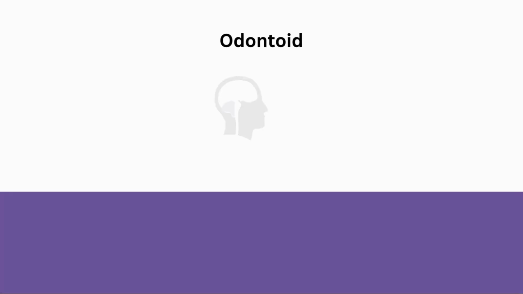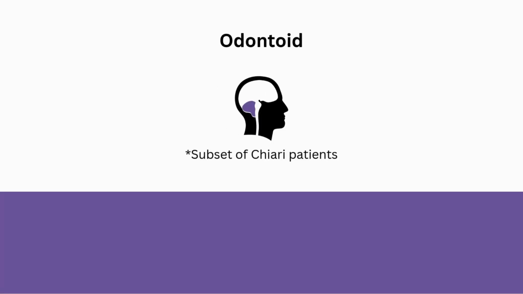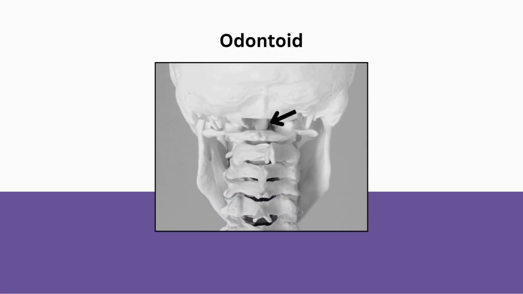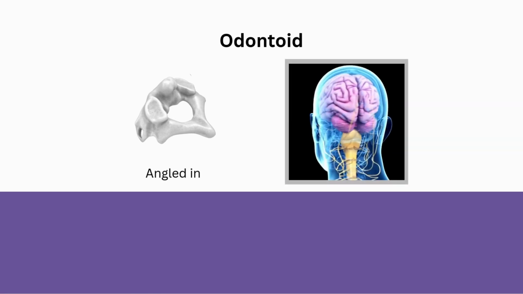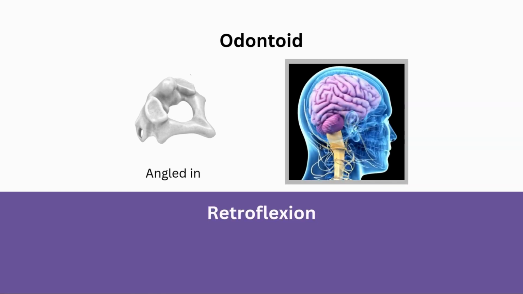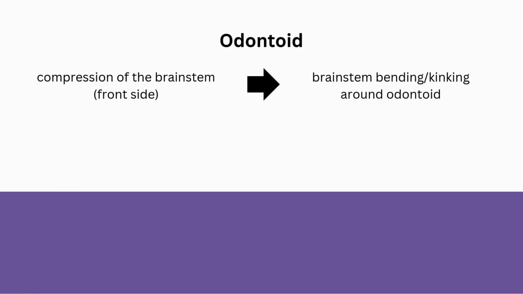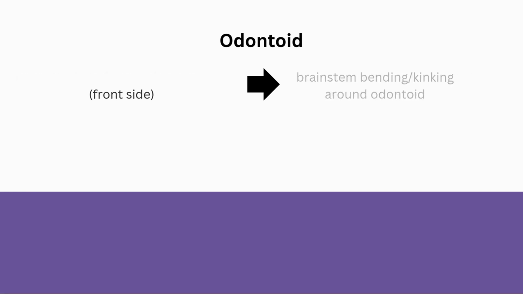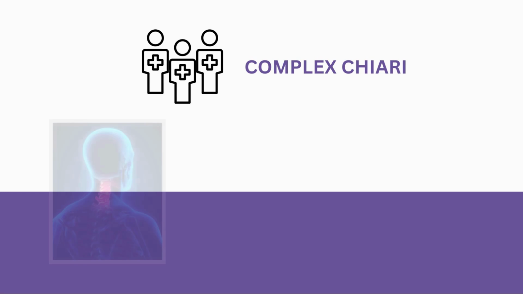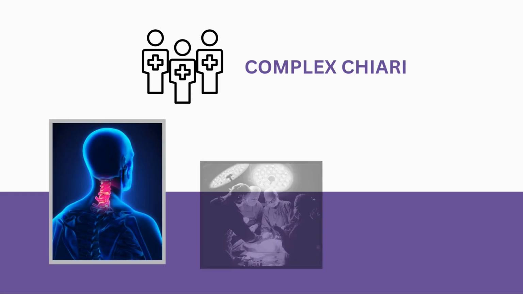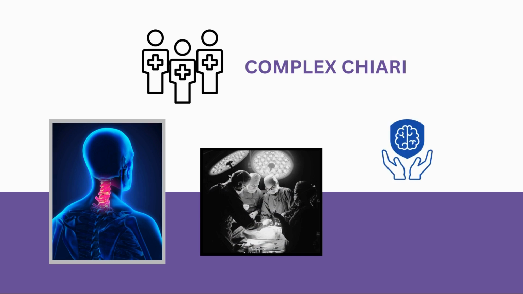Starting with the odontoid in Chiari patients, or more accurately a subset of Chiari patients, the odontoid process can push too high into the skull base in what is called basilar invagination. It can also be angled in towards the spinal canal and brainstem in what is called retroflexion. This can cause compression of the brainstem from the front side and can lead to the brainstem bending or kinking around the odontoid. This subset of patients, which some clinicians call complex Chiari, may also experience cervical instability and often require additional surgical procedures to relieve the pressure caused by the odontoid and to stabilize the cervical spine.